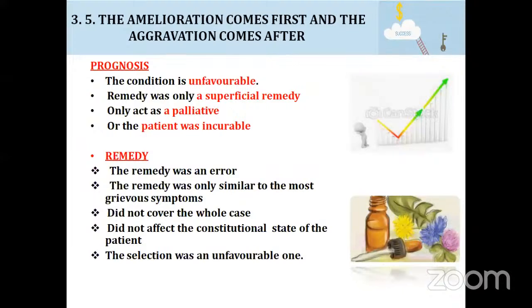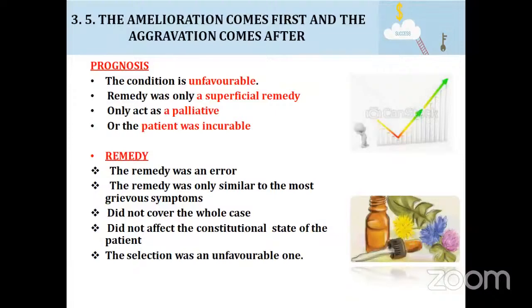The amelioration comes first, and the aggravation comes after. So, the prognosis in this case is that the condition is an unfavorable one. The remedy was only a superficial remedy and it just acted like a palliative, or the patient was incurable. What happened with the remedy is that the remedy was either an error or it was only similar to the most grievous symptoms, and it did not cover the whole case. It even did not affect the constitutional state of the patient, and so the selection of the remedy was an unfavorable one. So the amelioration comes first and aggravation comes after.